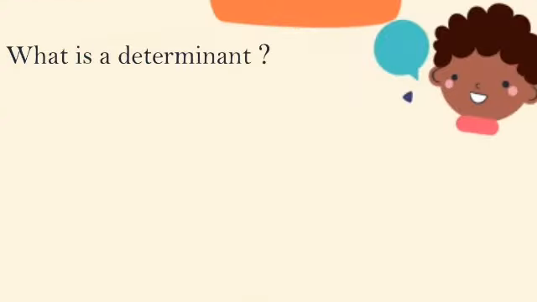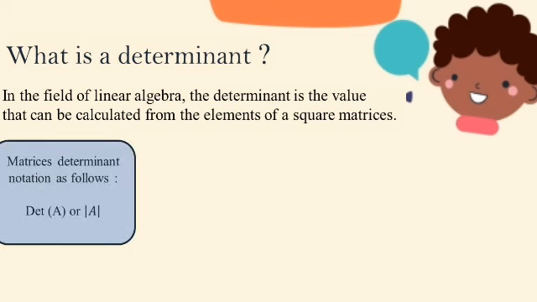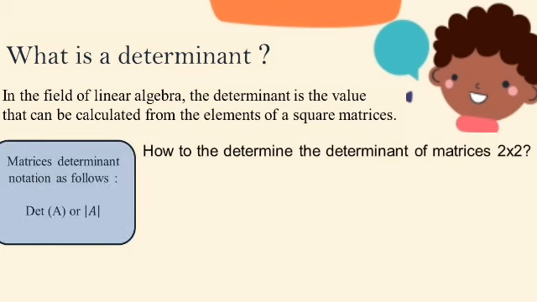What is a determinant? In the field of linear algebra, the determinant is the value that can be calculated from the elements of a square matrix. Matrix determinant notation is as follows. How to determine the determinant of a 2 times 2 matrix?